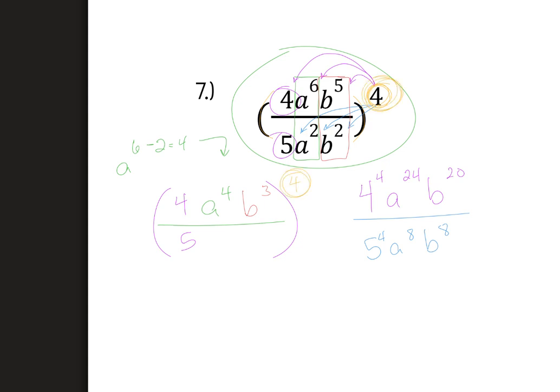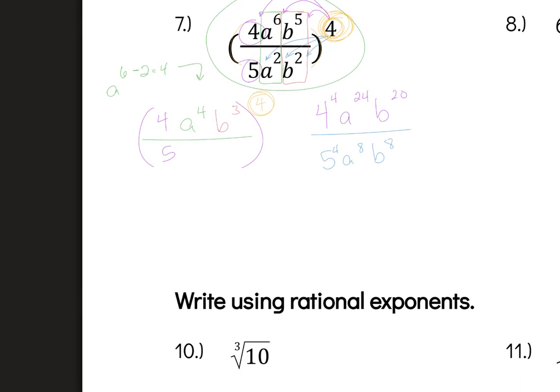So you tell me, would you like to simplify this thing or simplify this thing? Either way, we are headed towards the right answer. This is 4 to the 4th, a to the 16th, b to the 12th over 5 to the 4th. I'm going to call that a good answer, okay?